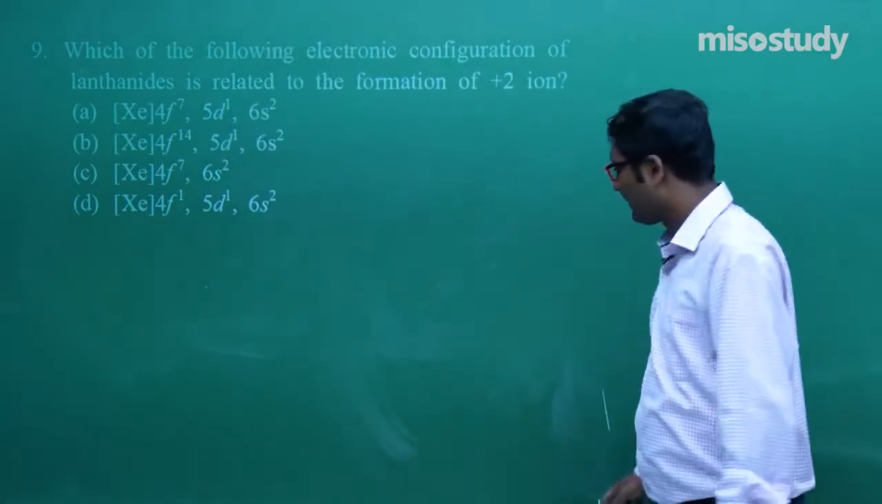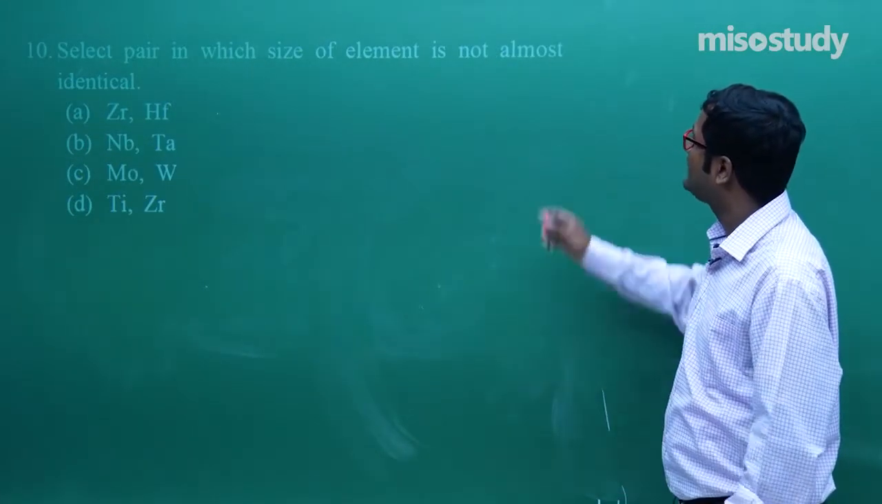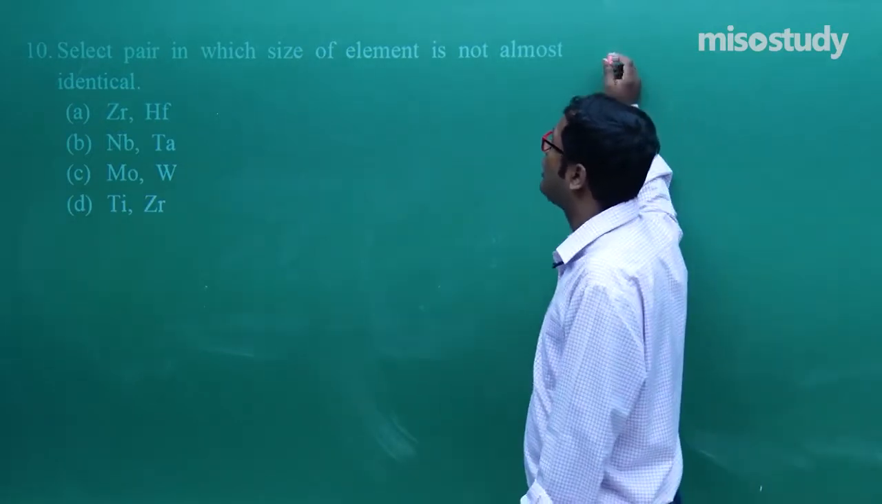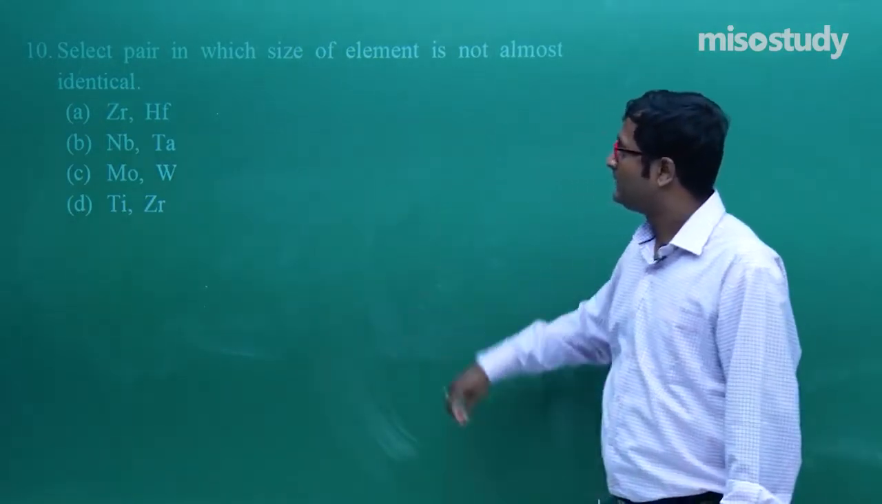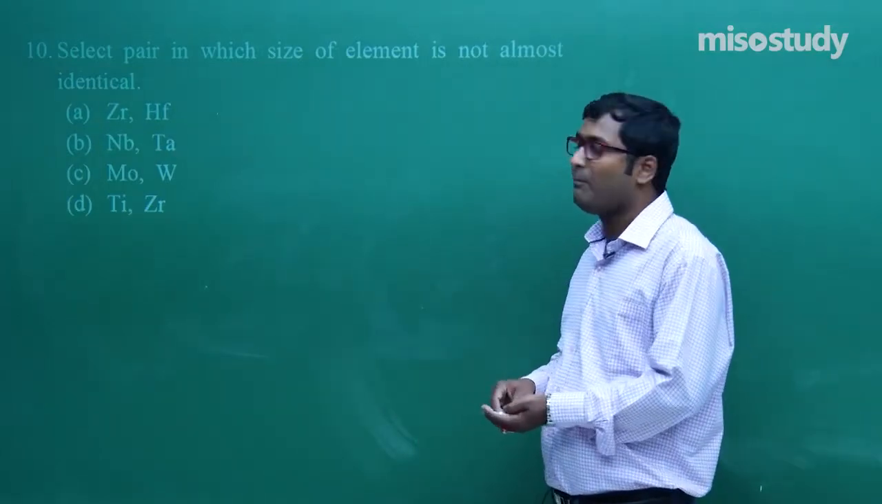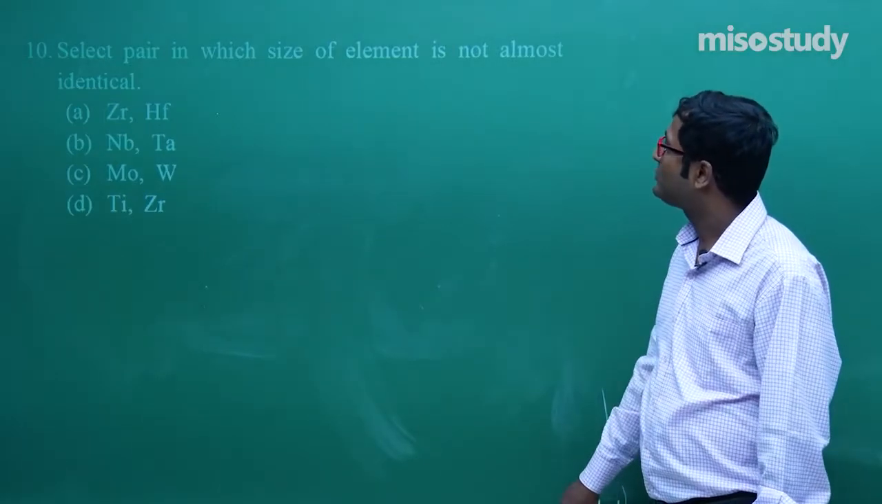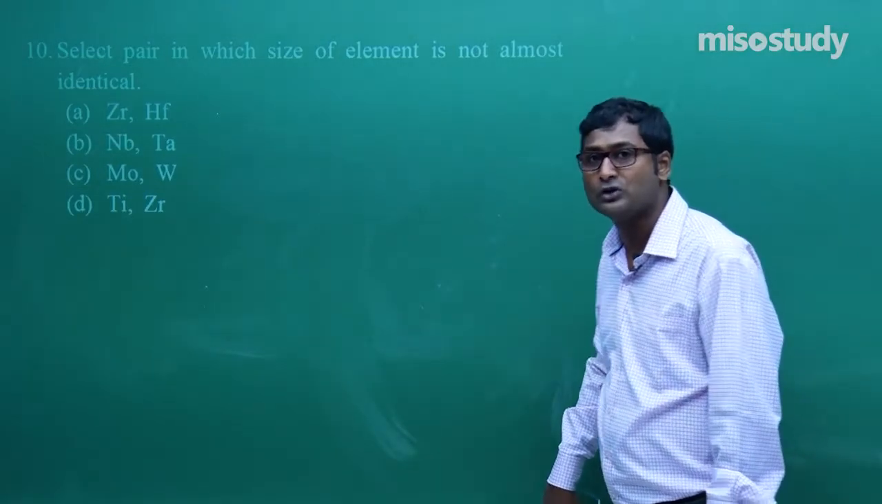Wait. The next question is: select the pair in which the size of the element is not almost identical. Now tell me what will happen. This is the question from my side to you. Select the pair in which the size of the element is not almost identical.